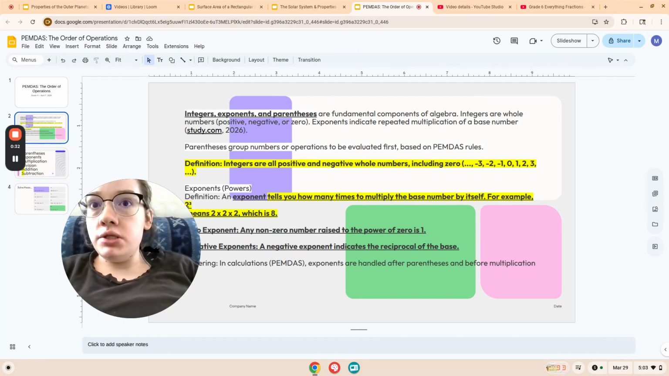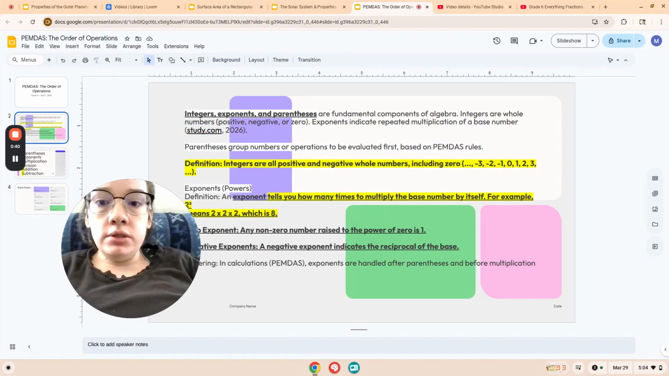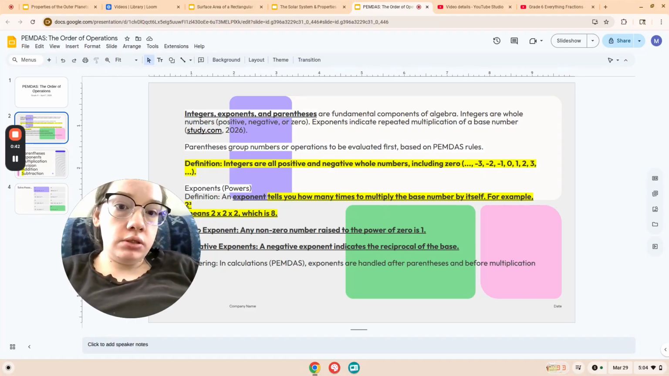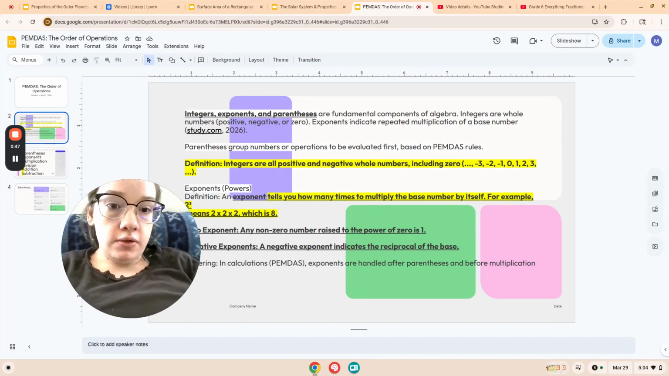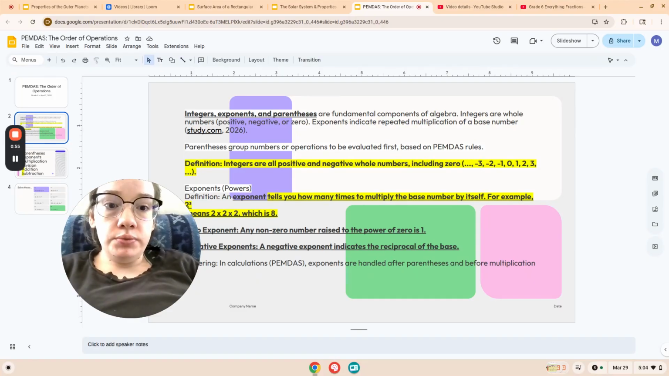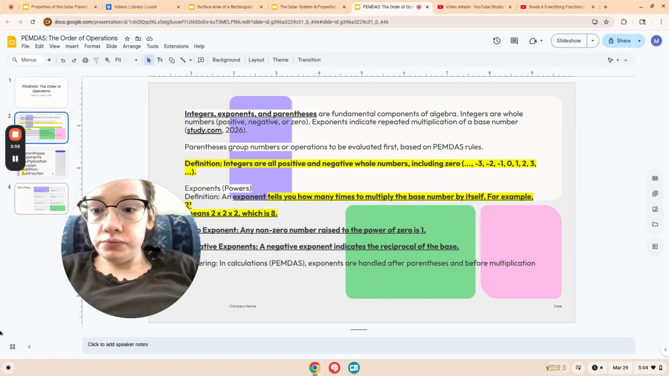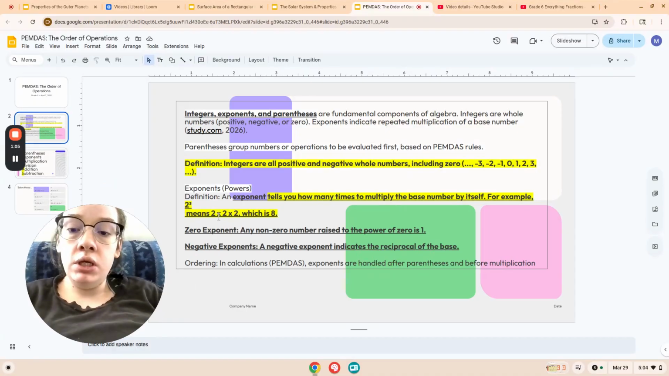The order of operations is going to include integers, exponents, parentheses, all of that stuff. So I outlined it right here. Integers, exponents, and parentheses are fundamental components of algebra, mainly pre-algebra, okay? If you're in the 6th and 7th grade here. Integers are whole numbers, positive, negative, or zero. Exponents indicate repeated multiplication of a base number. So if you look here, 2 to the third is the same thing as 2 times 2 times 2, which is 8.